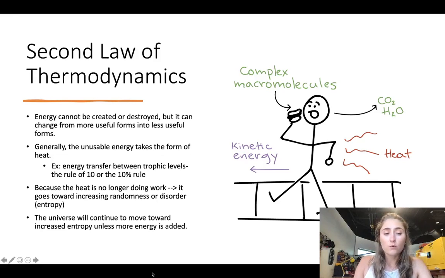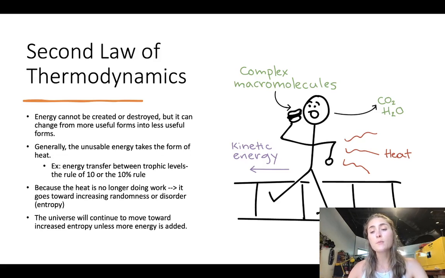This is exactly what we're seeing happen between trophic levels and what the rule of 10 or 10% rule sort of implies. The rule of 10s, as a reminder, basically says that only 10% of energy becomes useful to each trophic level as we move up that trophic pyramid, because a lot of it is lost during cellular respiration in the form of heat.